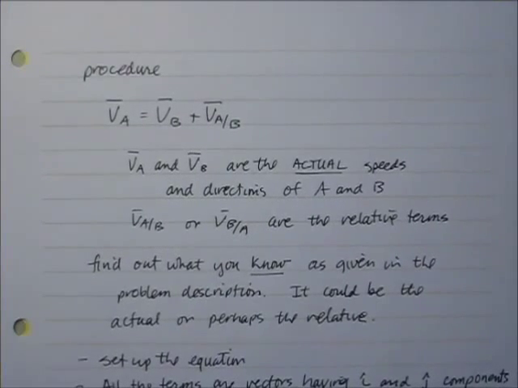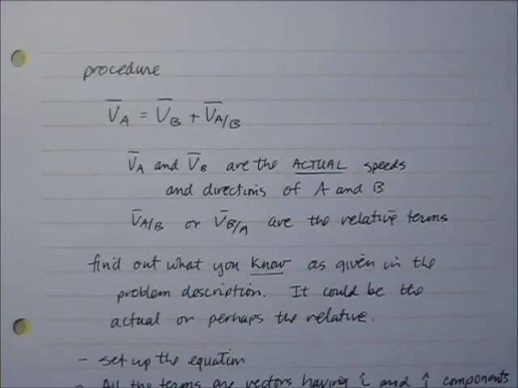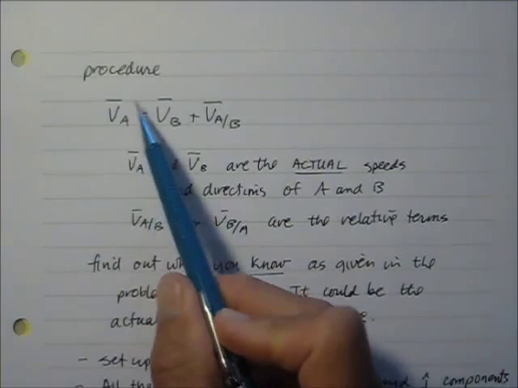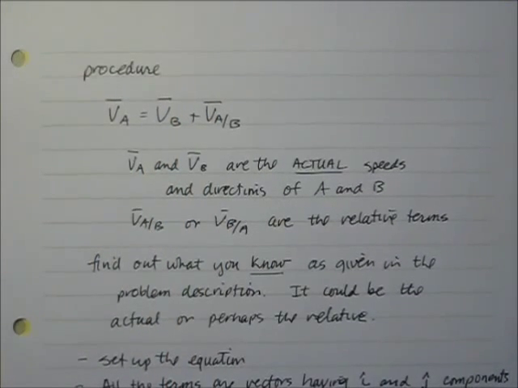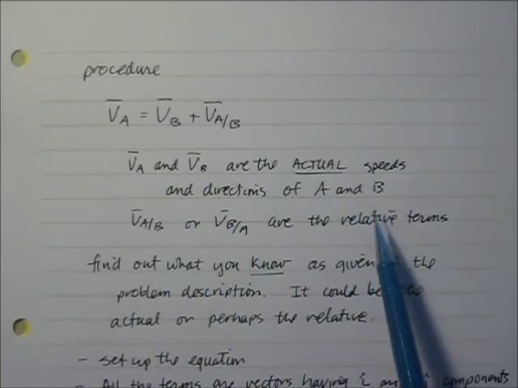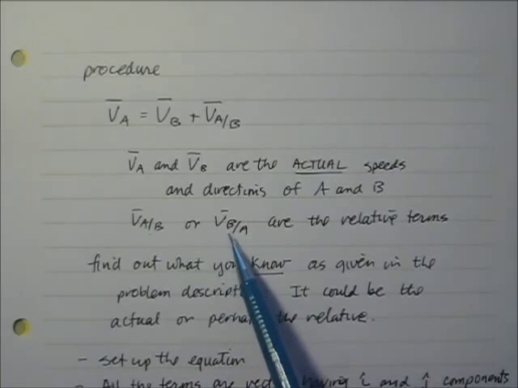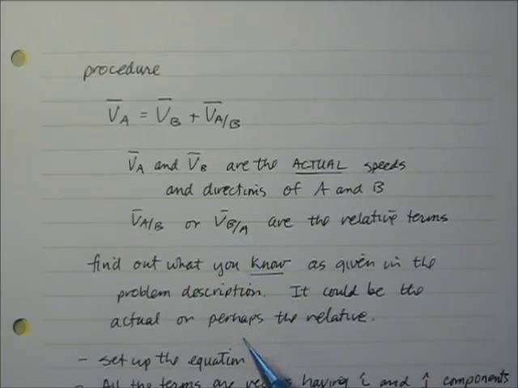Establish the vector equation: velocity of A is equal to the velocity of B plus the velocity of A with respect to B. Make sure that these are all vectors, and that they have i and j components. These are the actuals. VA and VB are the actual speeds and directions of A and B, whereas VA with respect to B, or if you had it the other way around, VB with respect to A, those are the relative terms.